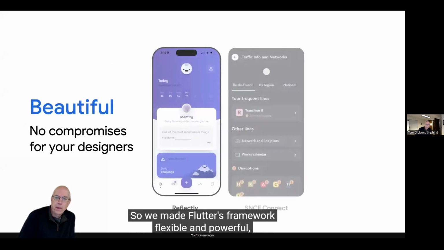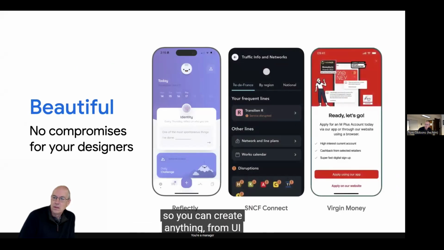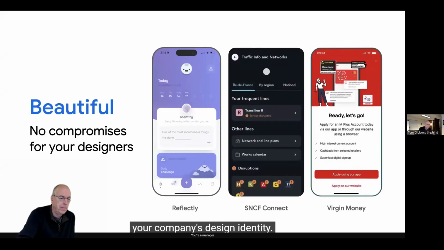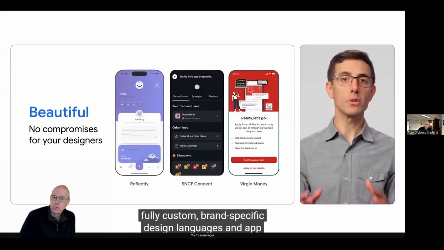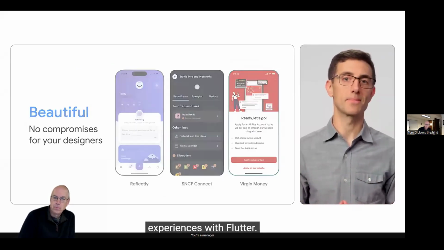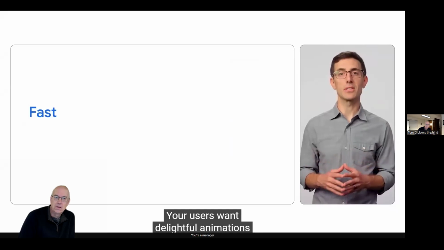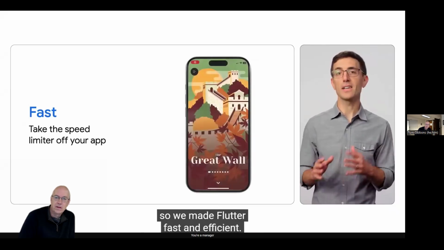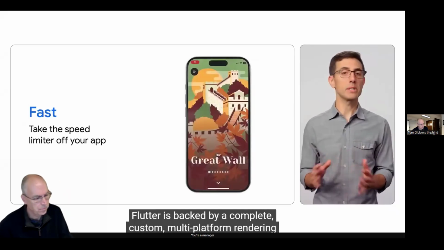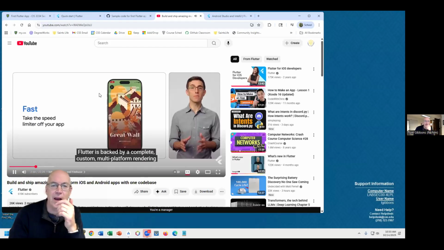So we made Flutter's framework flexible and powerful, so you can create anything from UI that looks like the built-in apps on iOS and Android to more branded, creative design that matches your company design identity. We're delighted that so many development teams have crafted fully custom, brand-specific design languages and app experiences with Flutter. Your users want delightful animations and smooth interactions to keep them in the flow. So we make Flutter fast and efficient. Flutter is backed by a complete custom multi-platform rendering engine.